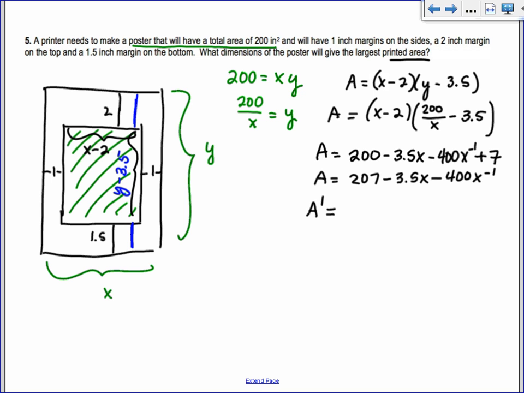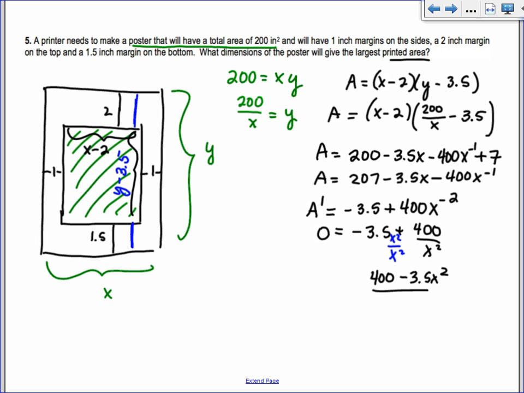All right, anyway, so A prime is going to be negative 3.5 plus 400 x to the negative 2. So you have 0 equals negative 3.5 plus 400 over x squared. So remember, this is a situation where you would need to get common denominators. So you're going to multiply by x squared over x squared. So you get 400 minus 3.5x squared all over x squared equals 0.